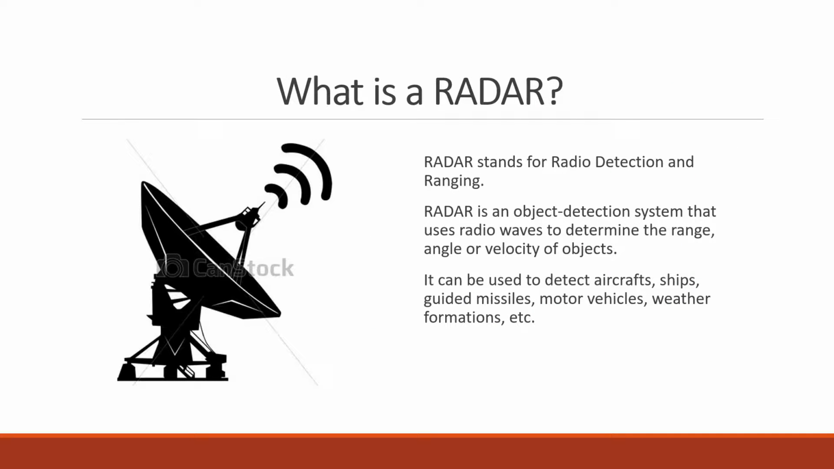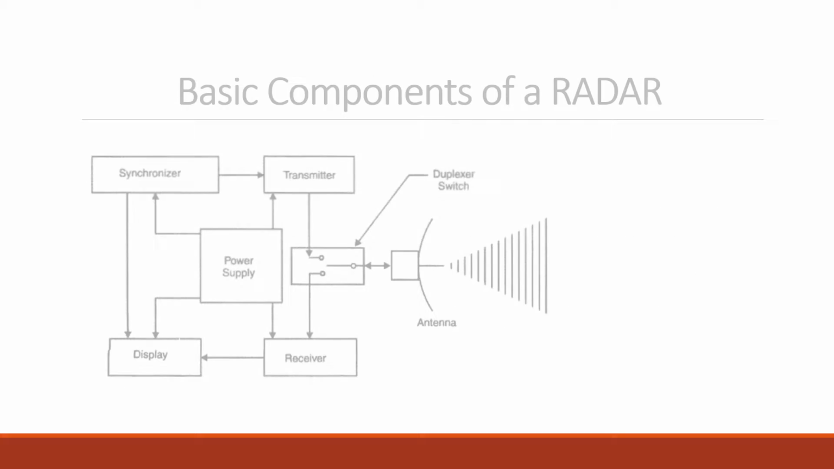What is a radar? Radar stands for radio detection and ranging. Radar is an object detection system that uses radio waves to determine the range, angle, or velocity of objects. It can be used to detect aircrafts, ships, guided missiles, motor vehicles, weather formations, etc.